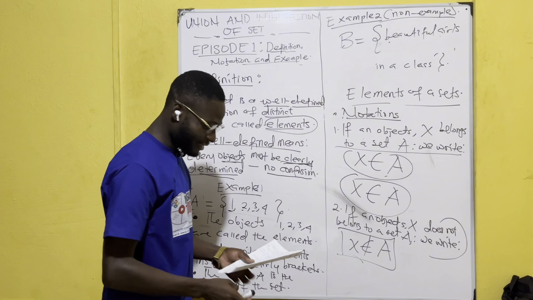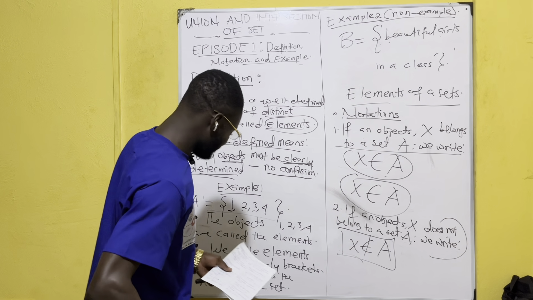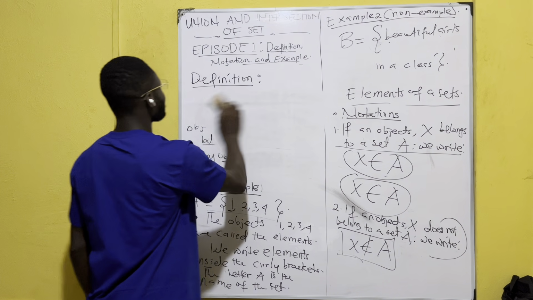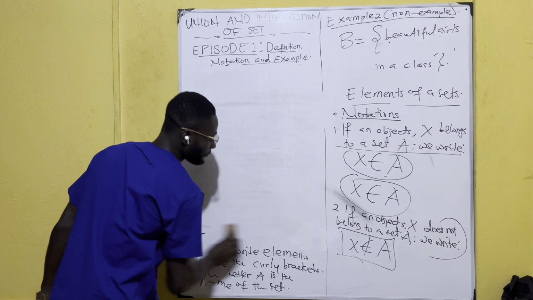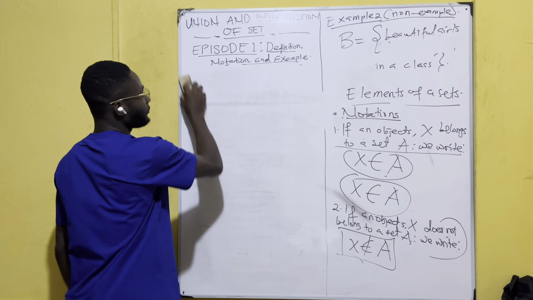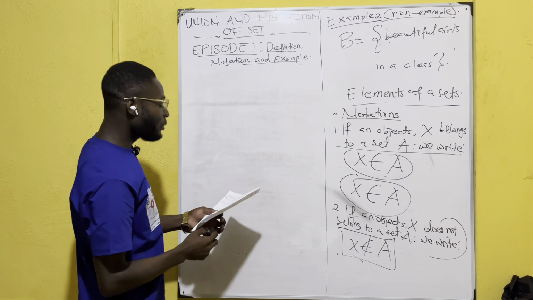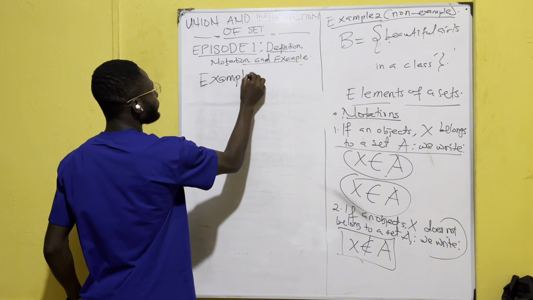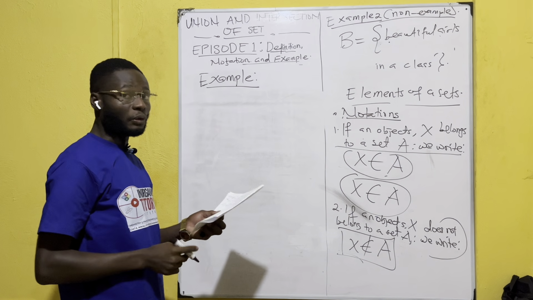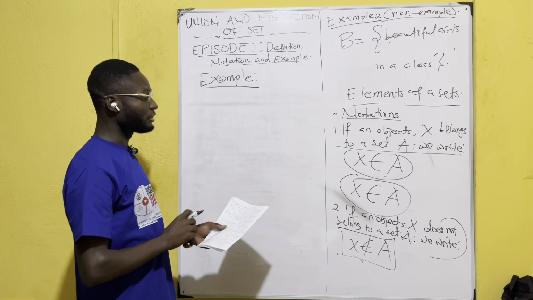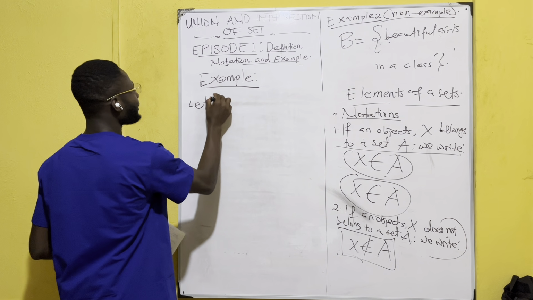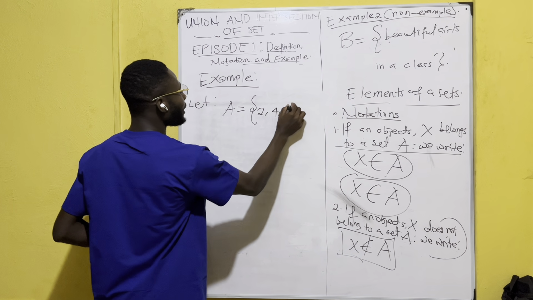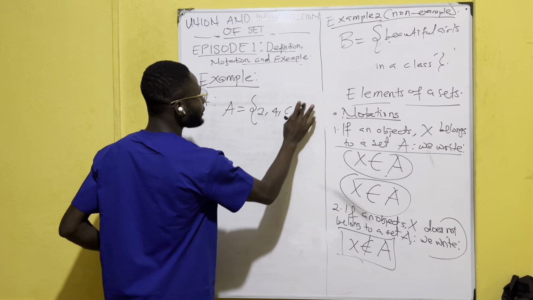Now, let's look at some examples, all right? A perfect example of a notation. Examples of notation. Example 1, let's say that A is equal to {2, 4, 6, 8}, right? 2, 4, 6, 8.